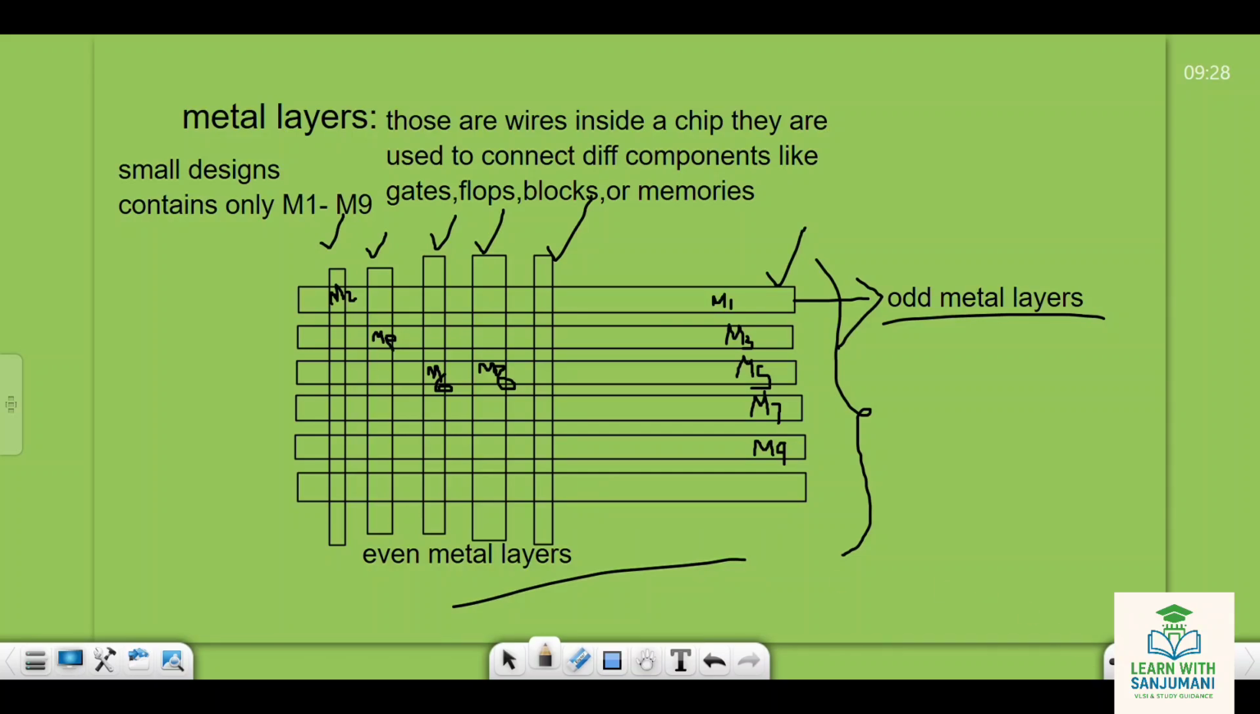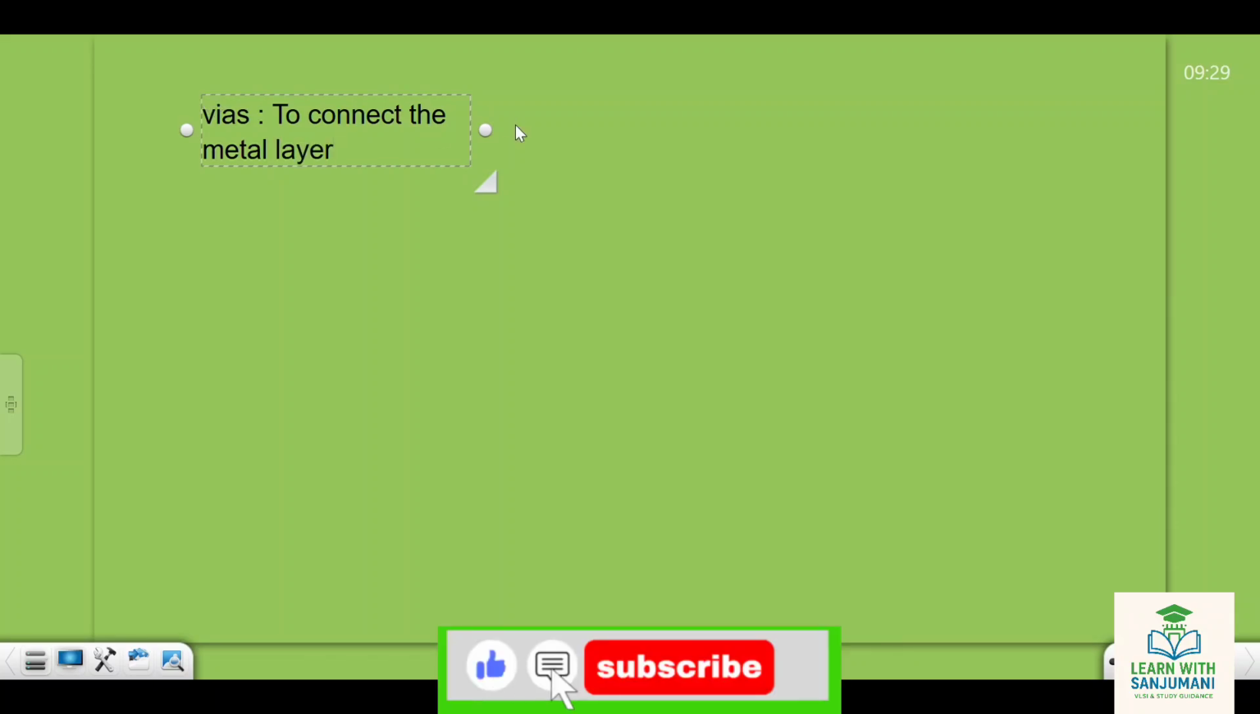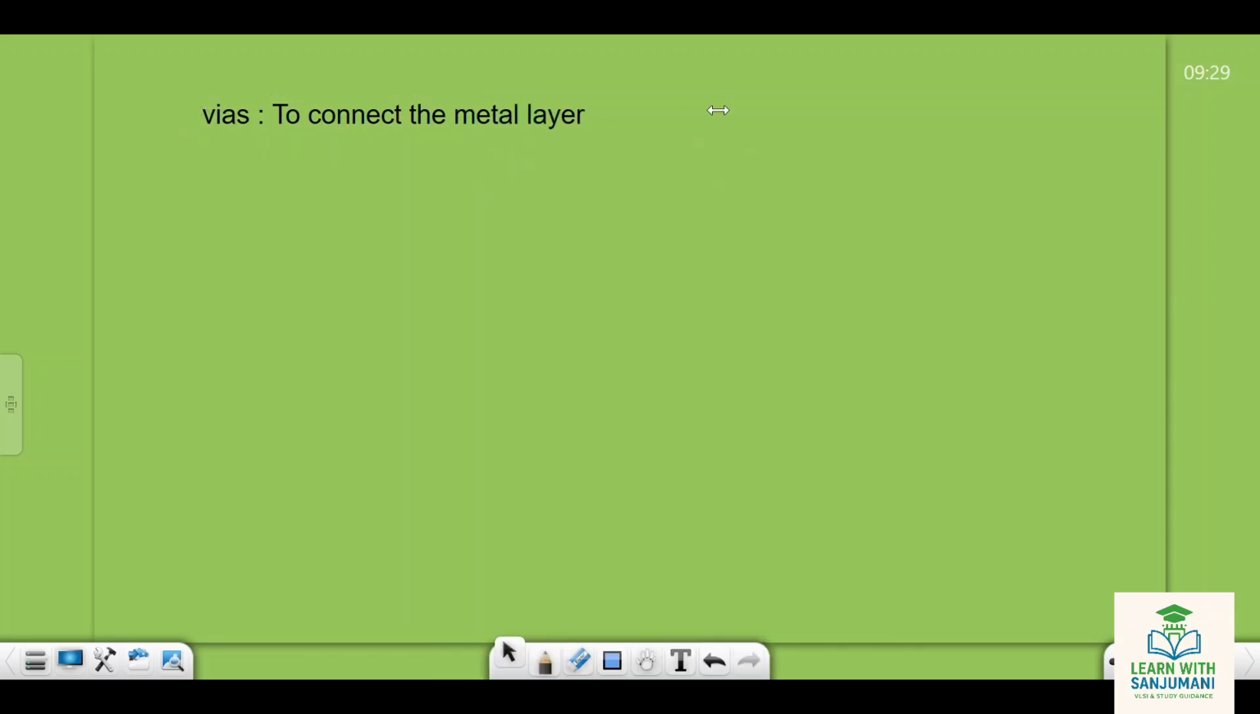Now the second topic is vias. What is a via? Do you know about via? Vias come into the picture when a signal needs to move from one layer to another layer. Vias are nothing but to connect metal layers. It's a simple definition of via.